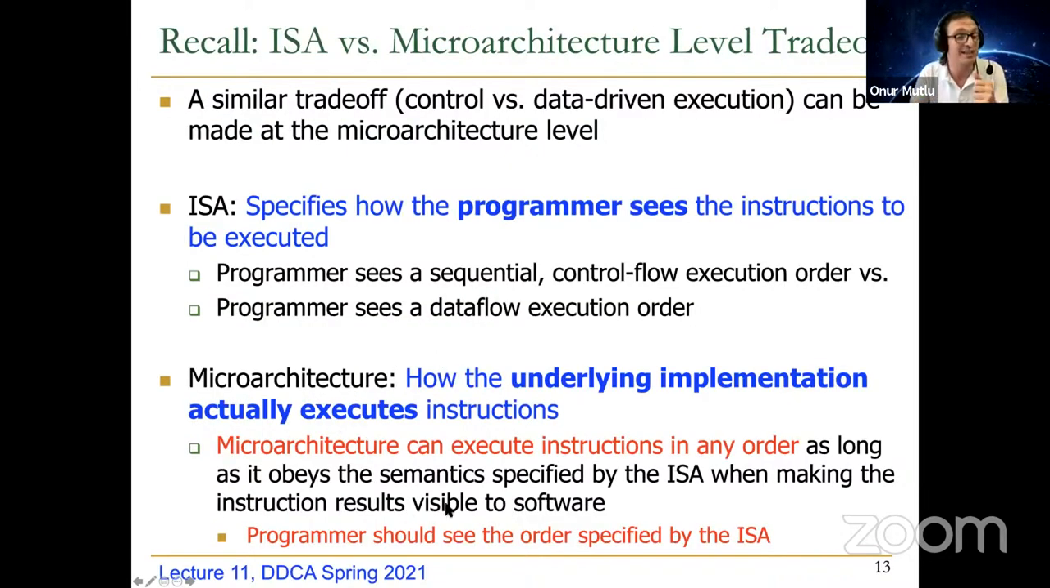If you do it at the microarchitecture level without exposing anything to the programmer, then you're golden, if you will, because you actually get some of the benefits of data flow. And that's why out-of-order execution has been extremely successful, as we have mentioned yesterday.